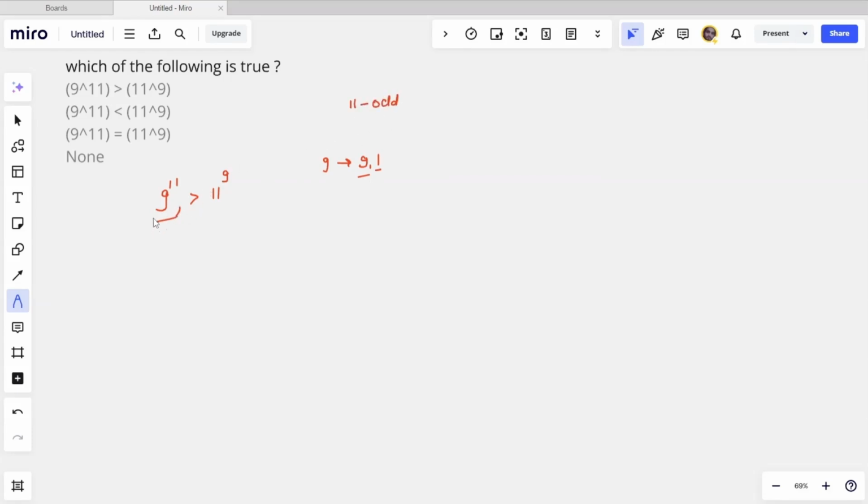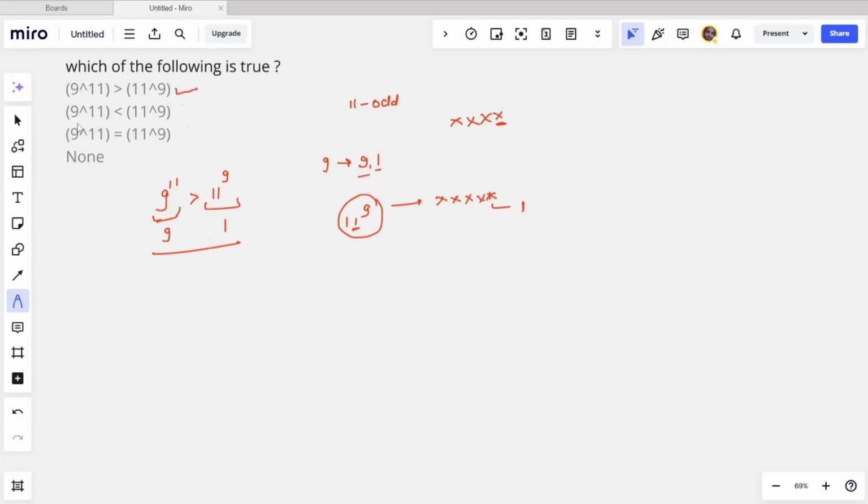So when we solve this expression, we get a resultant number, and this will be our unit digit. The unit digit will be 9. Now let's solve 11 raised to the power 9. What is the unit place digit? The unit place digit is 1, and if the unit place digit is 1, it doesn't matter what the power is, the last digit will always be 1. So 9 is greater than 1. Yes, it is absolutely true. It means our first option is the correct option.